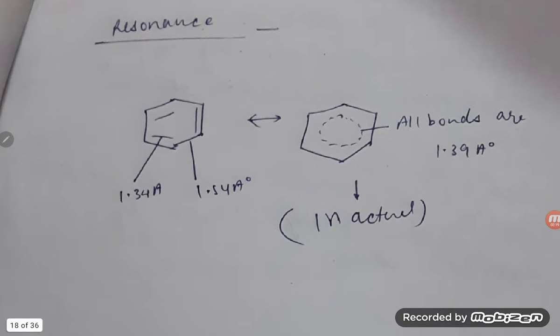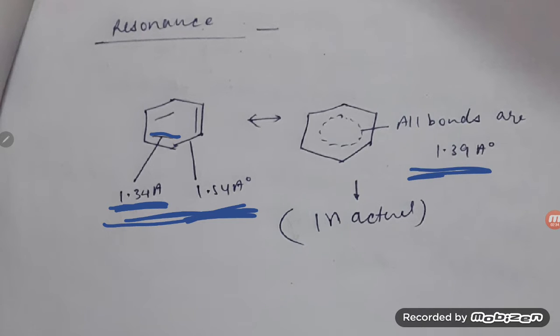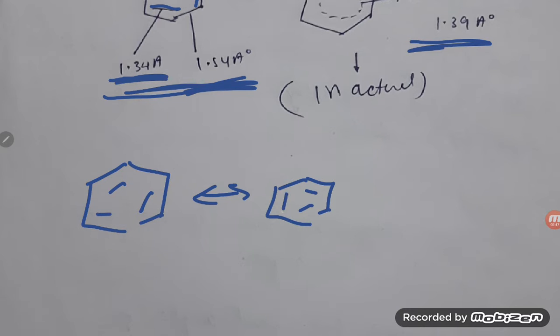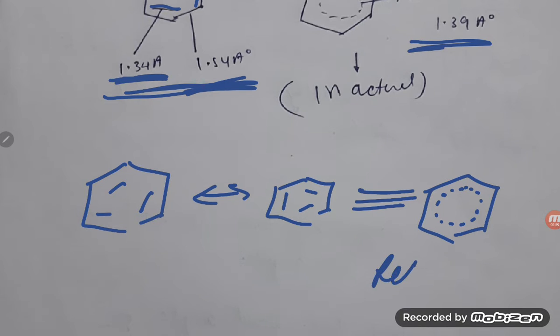Resonance. So what is that? If you see in benzene, the single bond is 154 and the double bond is 134, but in actuality it is found to be 139 angstrom, students. It means the double bond in the benzene ring is continuously rotating. That is the resonance structure. In the very next structure, you will find this bond shifted. So this bond is rotating, and that is known as the resonance structure, the resonance hybrid structure.